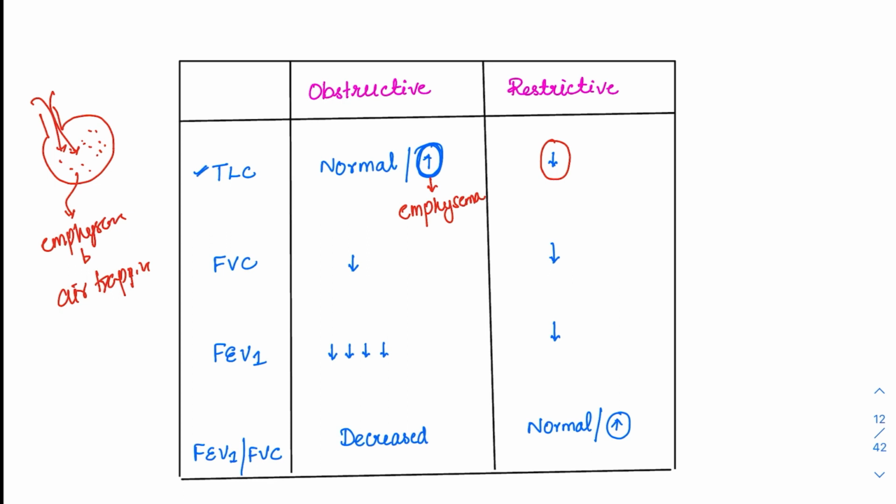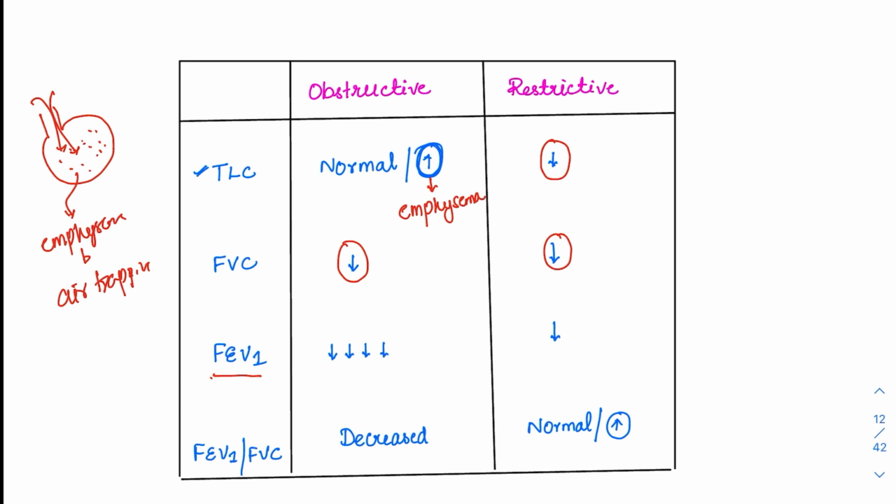Then what happens to the forced vital capacity? Forced vital capacity is decreased in both of them. In one disease we have an airway problem, so when I try to do it forcefully, it is going to obstruct. Obviously it will be decreased. In the other, the restrictive pattern, the lung itself is already small. Then how can the FVC be increased? It also will be decreased.